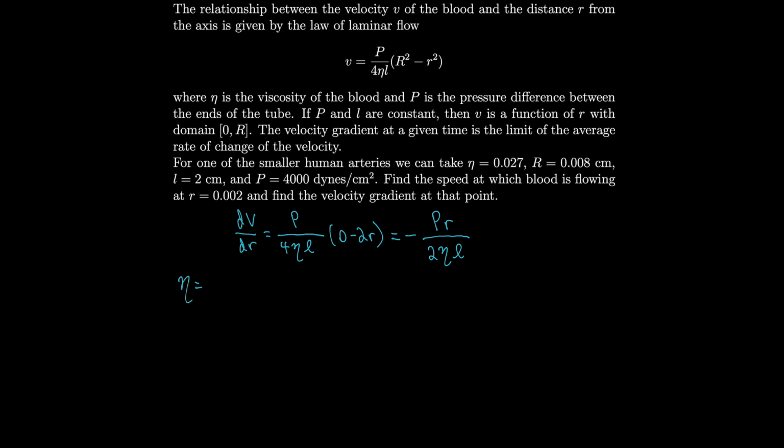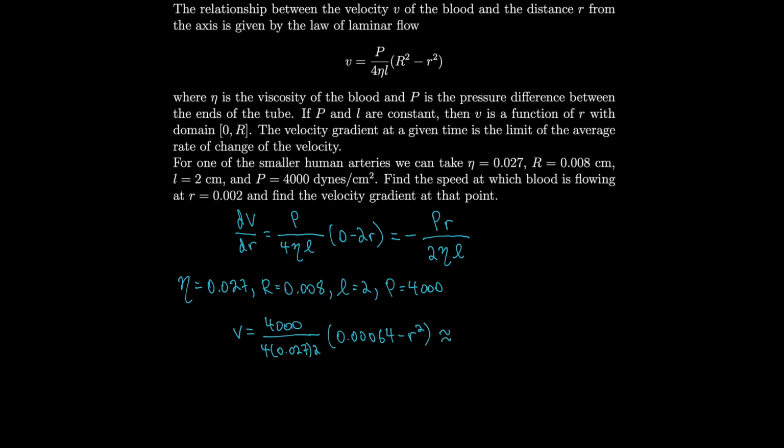We know that eta is 0.027, big R is 0.008, L is 2, and P is 4,000. Those are all of our constants. So that means that our original function, v, is equal to 4,000 over 4 times 0.027 times 2 times (0.00064 minus r squared). So that's about 1.85 times 10 to the 4th, notice we're using scientific notation now because our numbers are so big or so small, times (6.4 times 10 to the minus 5th minus r squared).